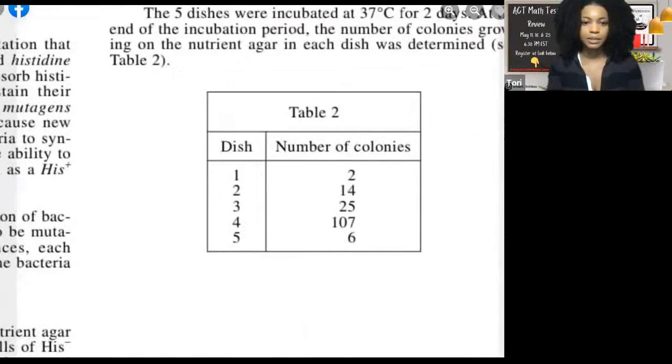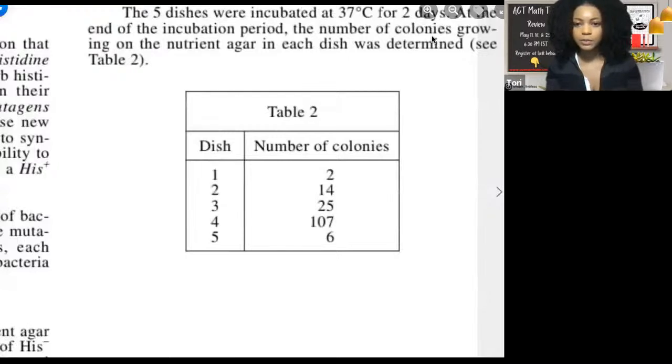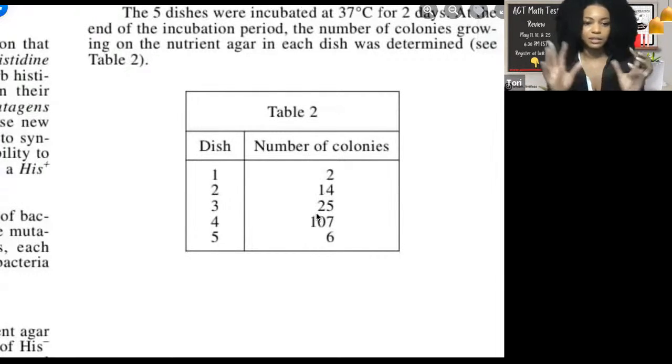Can you guys see? The 5 dishes were incubated at 37 degrees Celsius for 2 days. At the end of the incubation period, the number of colonies growing on the dishes were determined. So here we have, on these dishes, this is the number of colonies. And remember, what is this we're talking about? Mutagens and mutants and all of that.